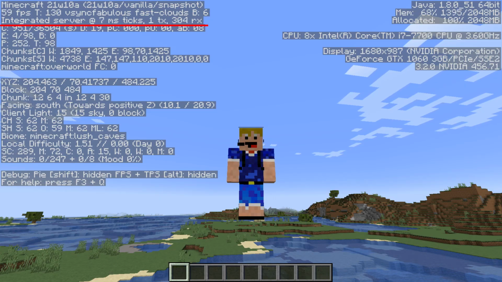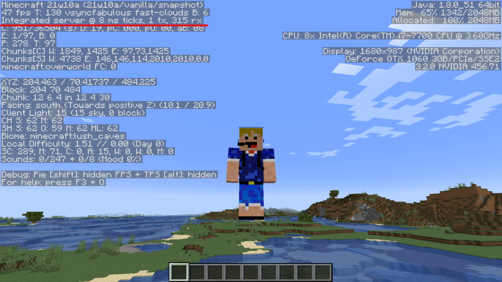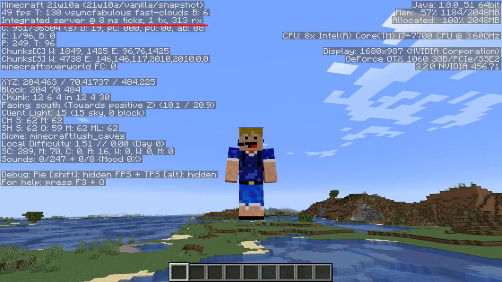Then the third line says integrated server, and it will display, first of all, in millisecond ticks, the time it takes for a tick to happen on the integrated server. Then next we have 1TX, which means that there is 1 packet sent by the client and 302 received by the client at the moment. I'm not going to act like I understand what this means, just telling you what it stands for. You can of course research this further, but I don't think it is very interesting.